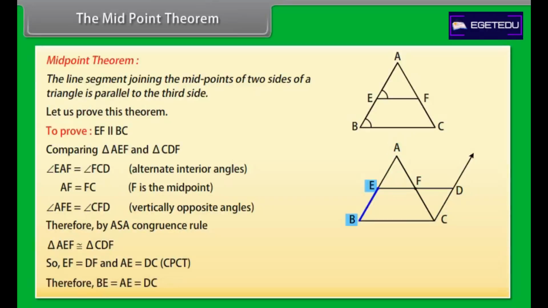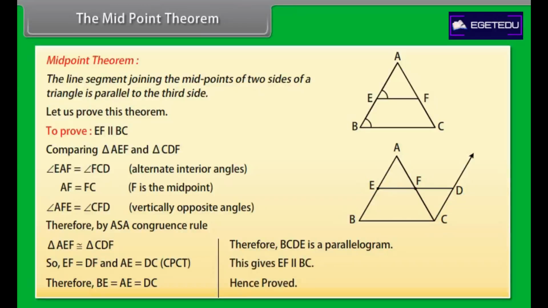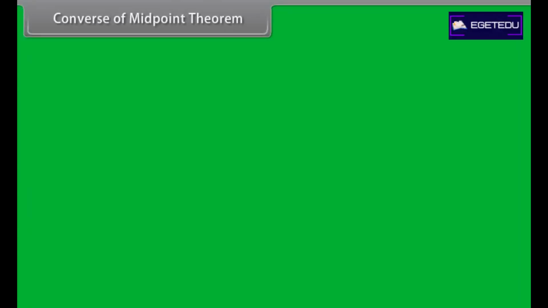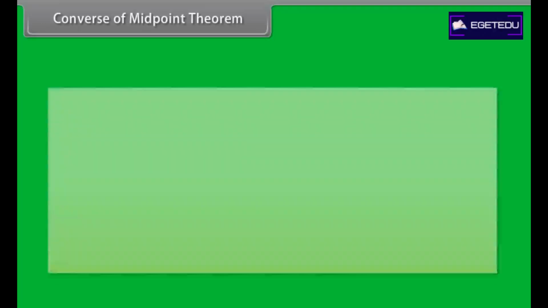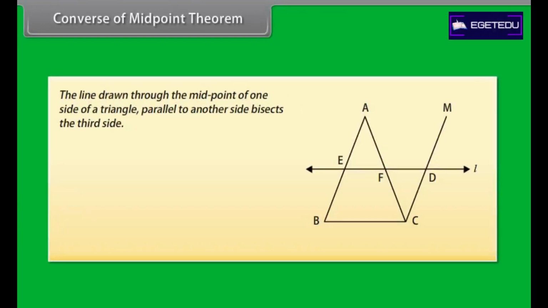Therefore, BE is equal to AE, which is equal to DC. Therefore, BCDE is a parallelogram. This gives EF parallel to BC. Hence proved. Also here, EF is equal to 1 upon 2 ED, which is equal to 1 upon 2 BC. Converse of midpoint theorem. The converse of the midpoint theorem states that the line drawn through the midpoint of one side of a triangle parallel to another side bisects the third side.